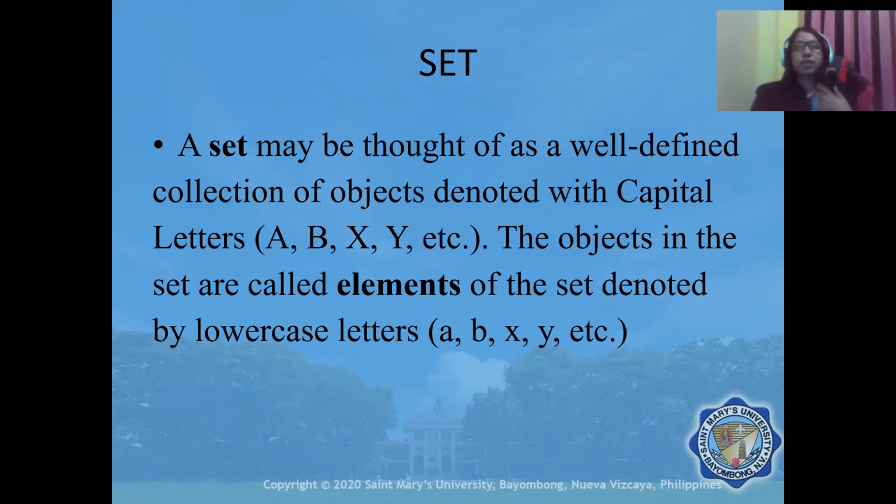Okay, now, what is a set? A set may be thought of as a well-defined collection of objects, and it is denoted by a capital letter. So we use capital letters A, B, X, Y, and others. The objects in the set are called the elements, and we use lowercase letters, such as small letters a, b, x, y, and others.